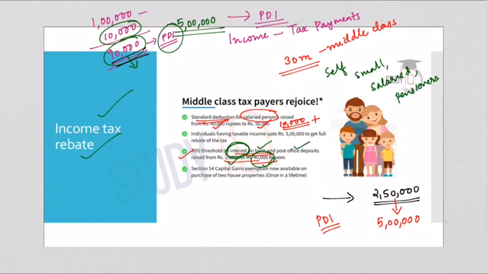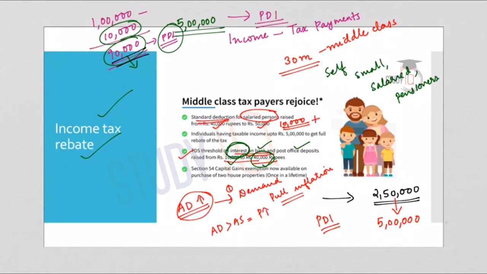So what will be the impact of that? The aggregate demand in the economy will increase. There will be more consumption. So aggregate demand will increase and therefore there will be an excess of demand in the economy. It can lead to demand pull inflation. So this can be one impact, that when aggregate demand is more than aggregate supply, the prices of commodities will increase and this price rise is called demand pull inflation. So this can be one impact.